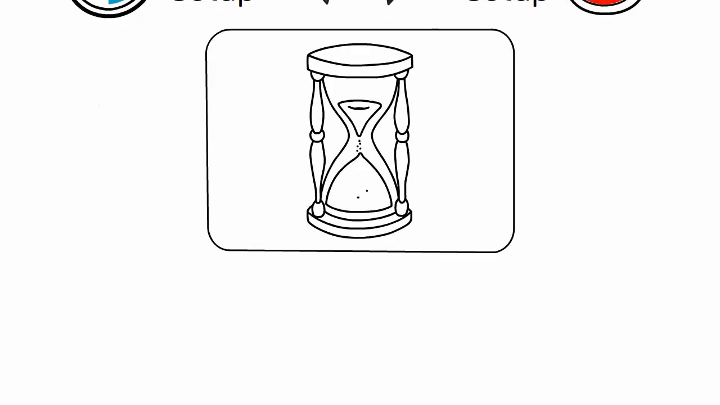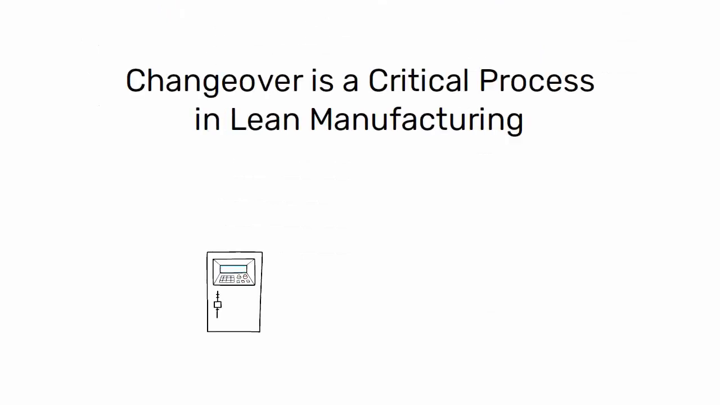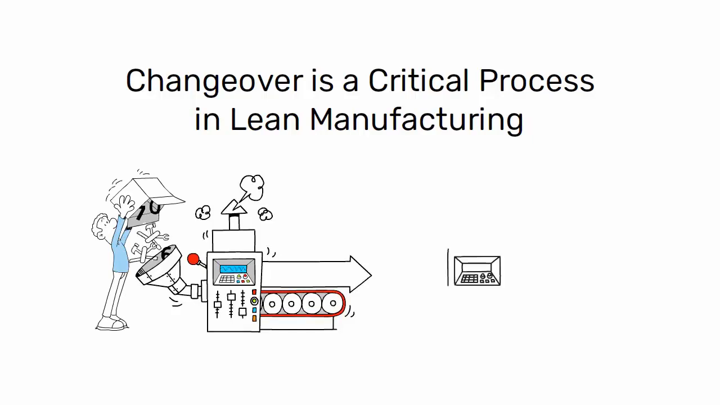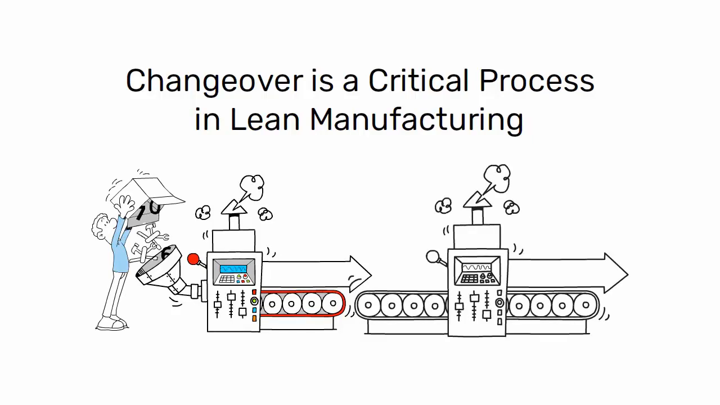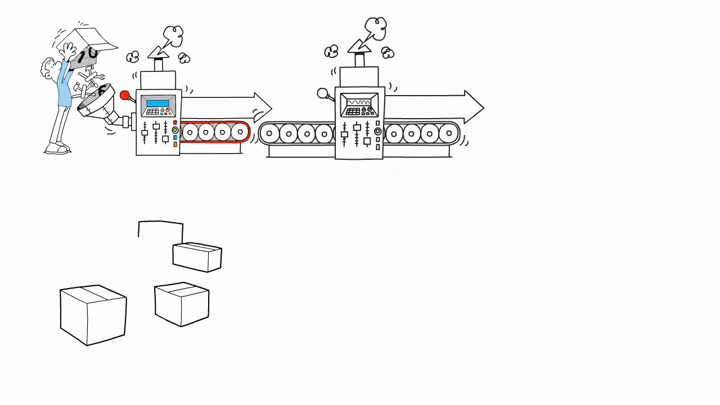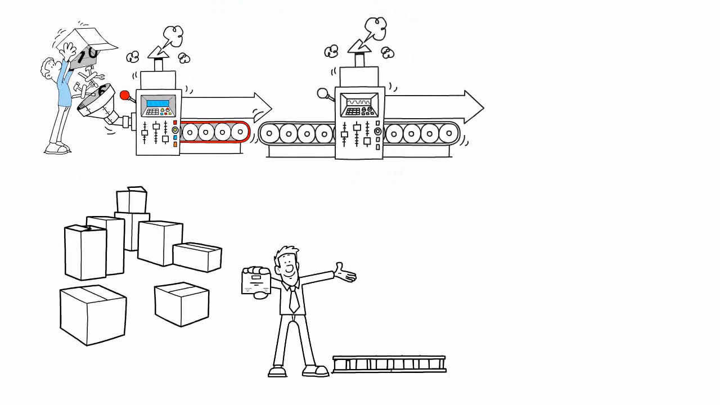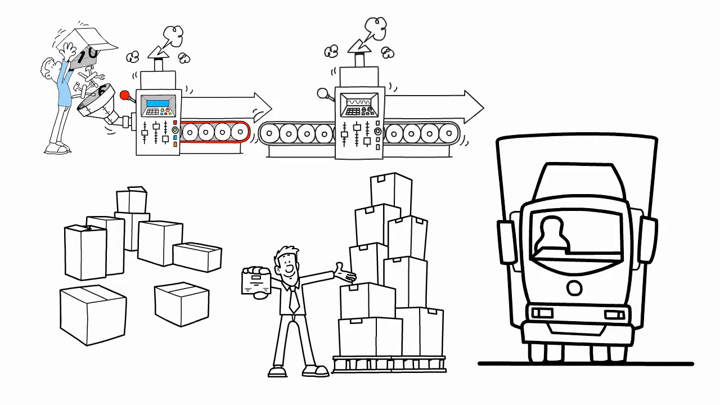In summary, changeover is a critical process in lean manufacturing that involves switching from producing one product or part number to another. By reducing changeover time, companies can increase productivity and improve efficiency in their production process.